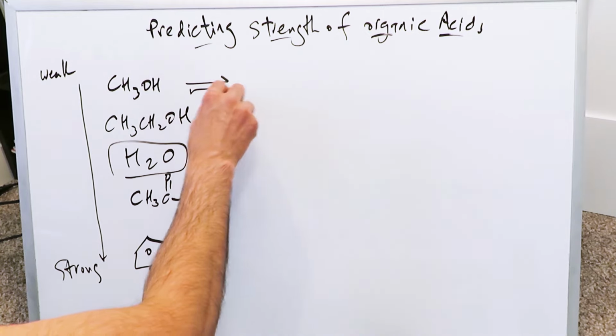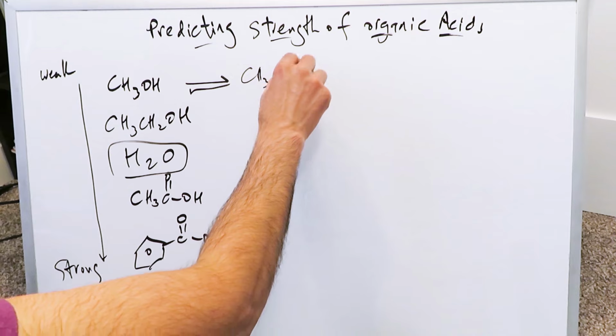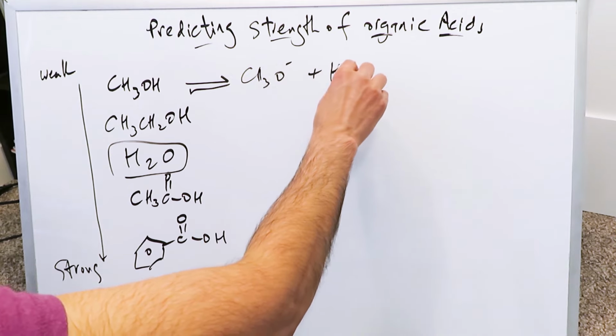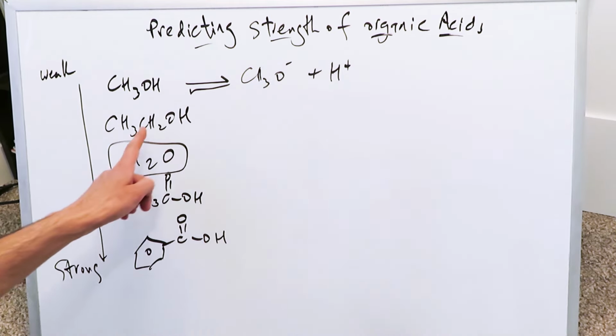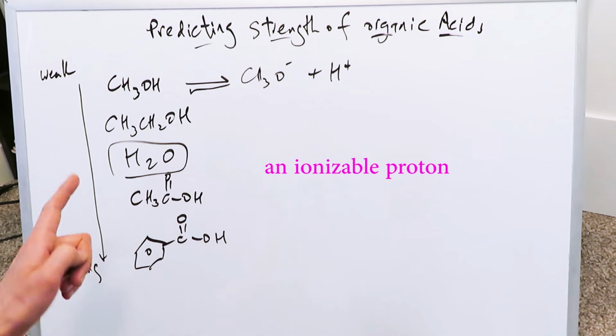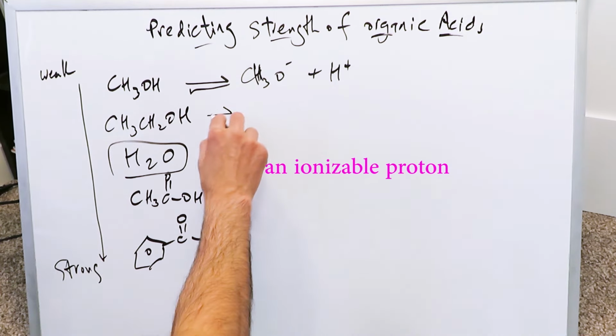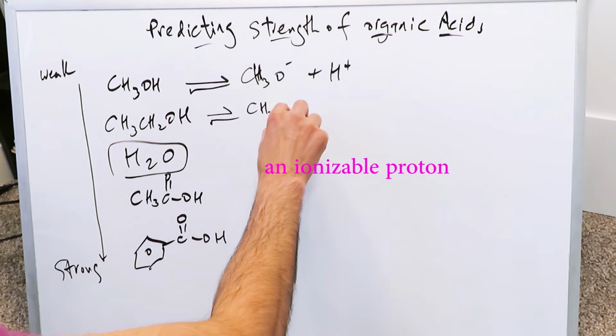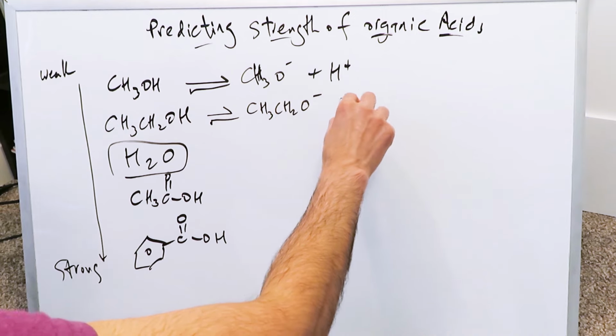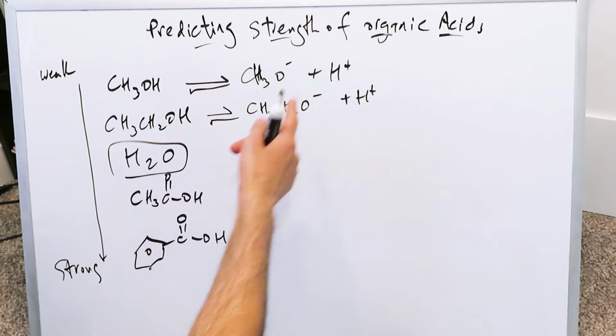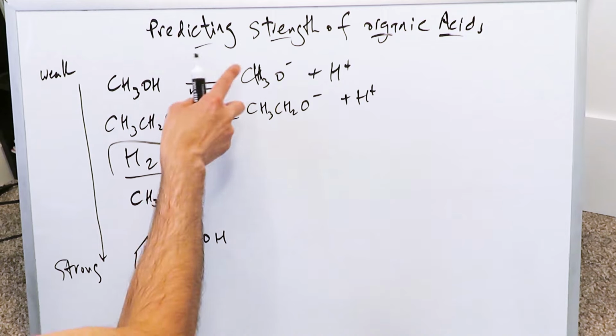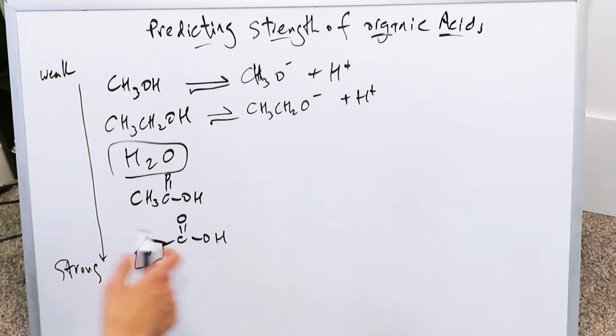Anyhow, what would be representative reactions over here? You'd always be generating a conjugate base and a proton. This is why, by means of this reaction, even though these are not acids, they can behave as an acid. And of course, here you'll have CH3CH2O- and then H+. Not very likely to happen at all. The reaction will more likely exist towards the left.